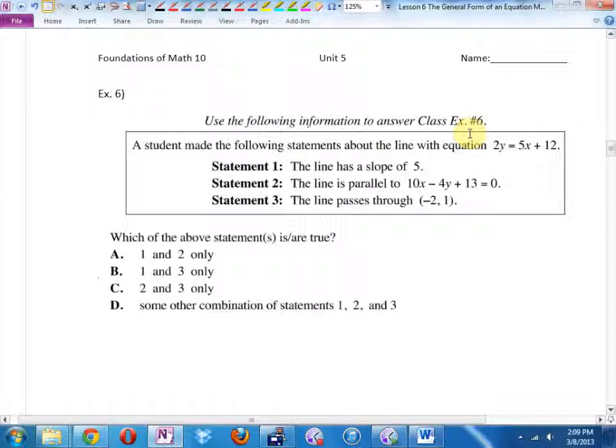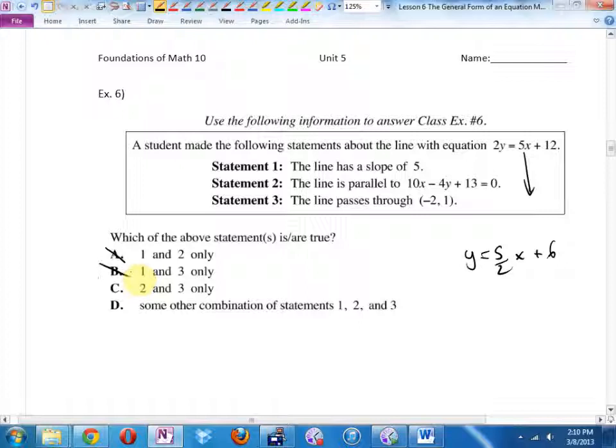By the way, because they didn't put the y by itself, they tried to trick you. They gave it to you in mostly slope-intercept form, hoping kids are so used to just looking at the number in front of the x that they would say, oh, slope is 5. No, no. This is really y equals 5 over 2x plus 6. So statement 1 is wrong. I'm looking right now probably at C, but let's keep going.